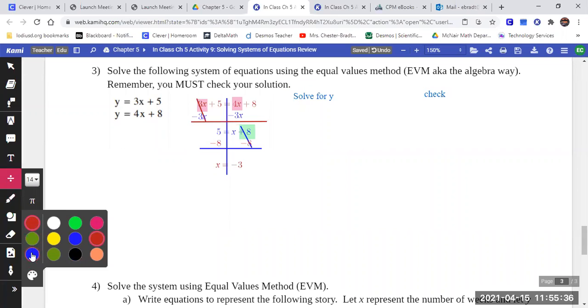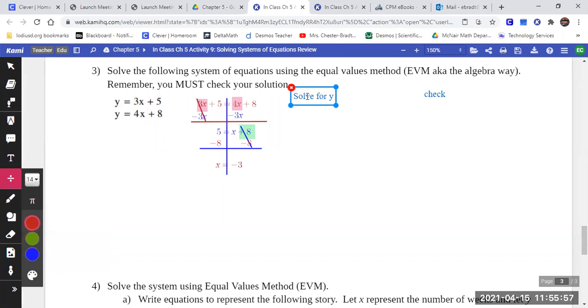Does it matter which one we choose to solve and which one we choose for check? No, it matters not, but you have to use them both. Okay, so which do we want to pick for our check? And which do we want to pick for our solve for y? It does not matter who is who. We just need to use one for solve for y and the other one for the check.